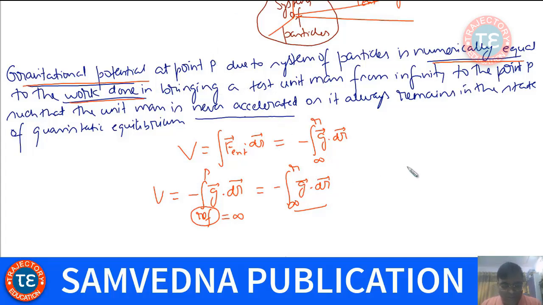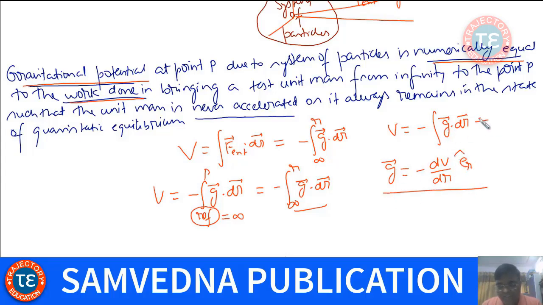This is how gravitational potential is found. This is the definition of gravitational potential, right? And G is what? G is gravitational field. If I write its integral form, then G can be written as minus dV by dr here. This is the differential form. This is the integral form, the relation of V and G in integral form, and this is the relation of V and G in differential form.